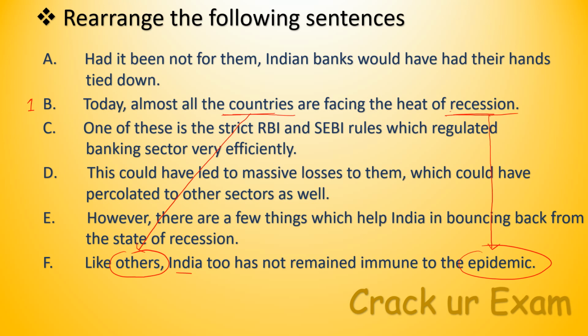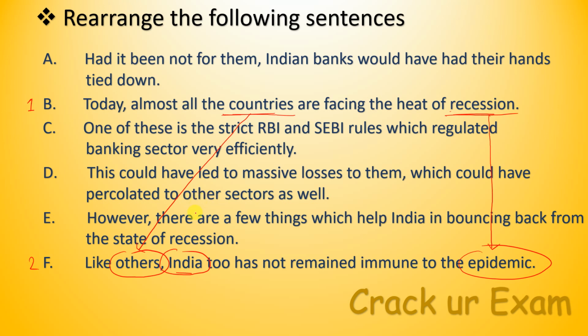What is the meaning of that? India has not remained immune. It means India has not remained unaffected. It means it affects India. So the second sentence will be: like others, India too has not remained immune to the epidemic. Now in this sentence you got another new noun, which is India. Now you try to find another sentence having a link with India.